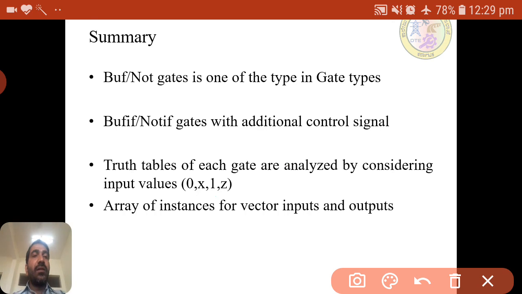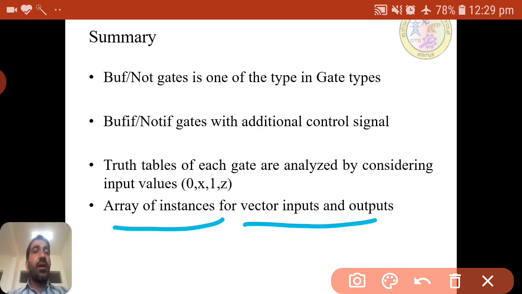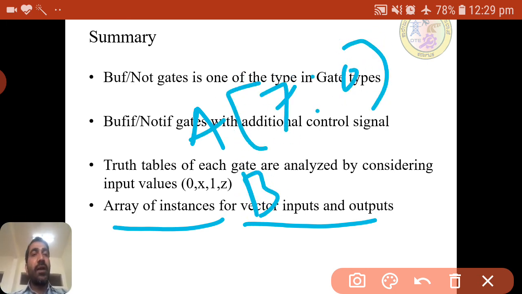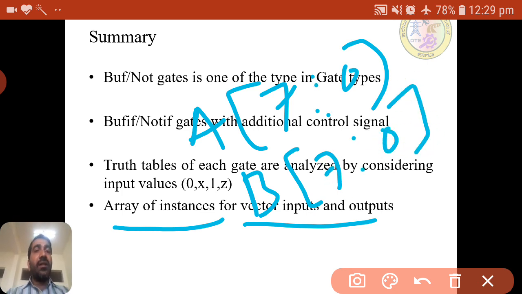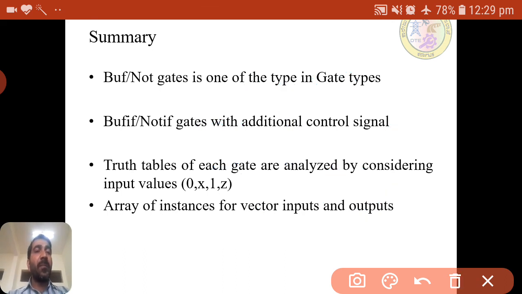And also we have seen the array of instances, that is, how to define an array of instantiations. For example, if the values are A, 7 down to 0, and B, 7 down to 0, it is not only 7 down to 0; it may be 16 bit or 4 bit, whatever, more than 1 bit. If it is like this, how to do the AND or XOR, whatever logic gate operations, we will do by using the array of instances.